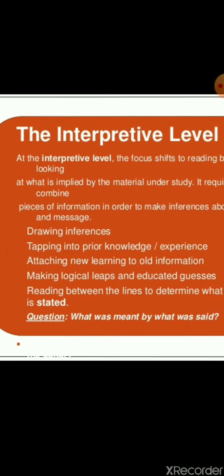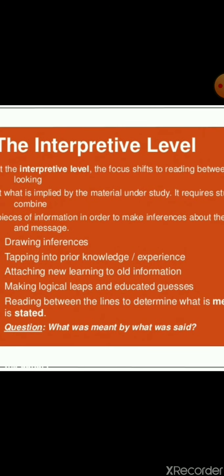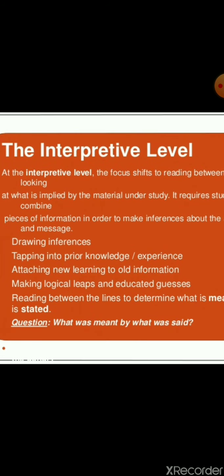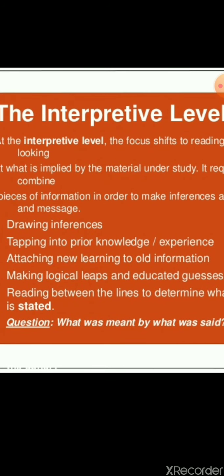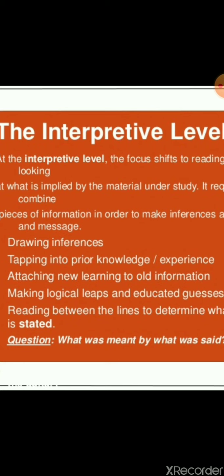So, in this interpretive level, you need to read the passage; the surface reading you have already done. Now you will go to the depth of the facts which you have underlined: drawing inferences, tapping into prior knowledge or experience, attaching new learning to old information. Suppose in the first level of reading you got some surface information, not a clear statement. In the second level, when you were screening the passage, you got some detail of that particular information.